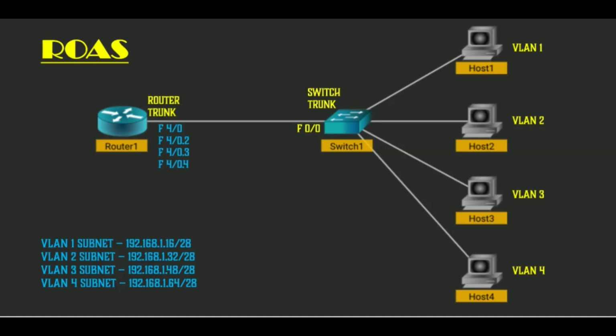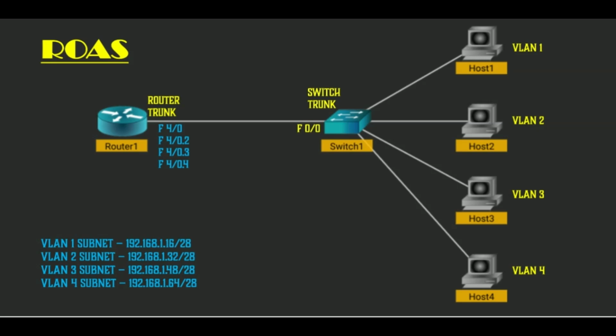Let's look at this ROAS topology. We configured the switch port as a trunk port. To configure the router trunk port, we need to configure subinterfaces. Here, we have configured 4 subinterfaces: F4/0, F4/0.2, F4/0.3, F4/0.4.